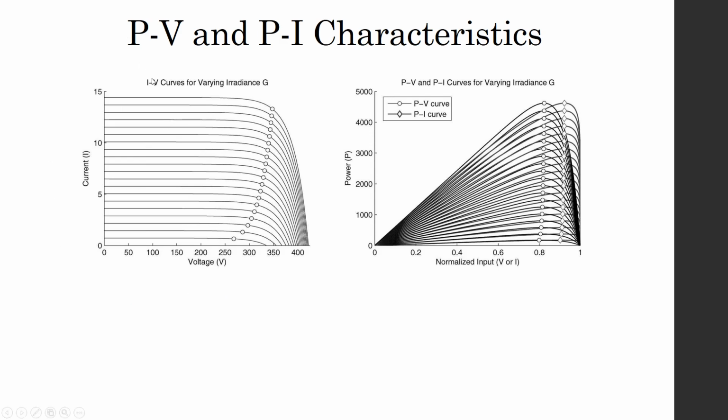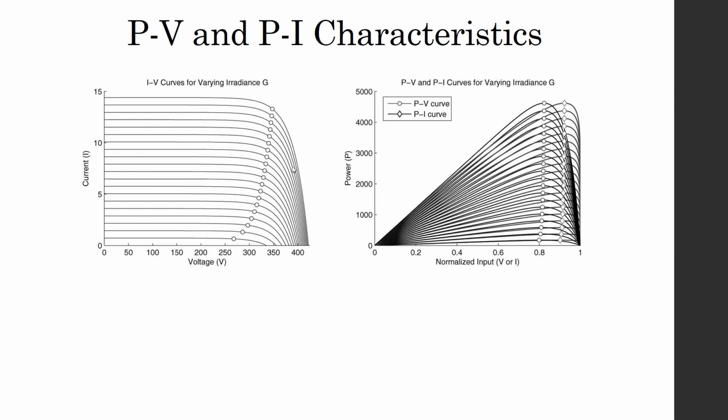So you can see here we have the current and we have the voltage, the relation between each of them at a different power or at a different irradiance or the irradiation of the sun. As the irradiation increases, you will see that the current here is increasing, and at the same time the open circuit voltage increases a little bit, but the current increases very high.